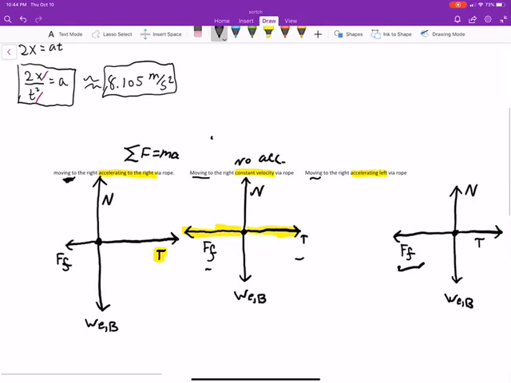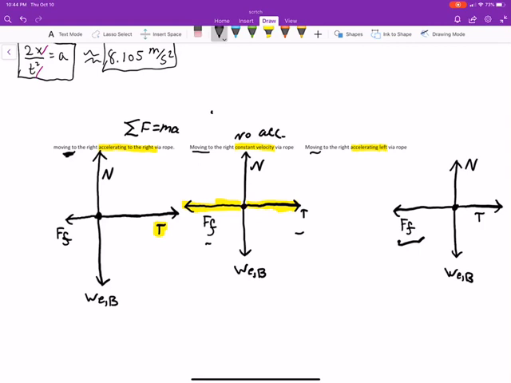So just to summarize really quickly, the trick here is to analyze the acceleration to see where your object is accelerating, and that'll help you determine where you have unbalanced forces.